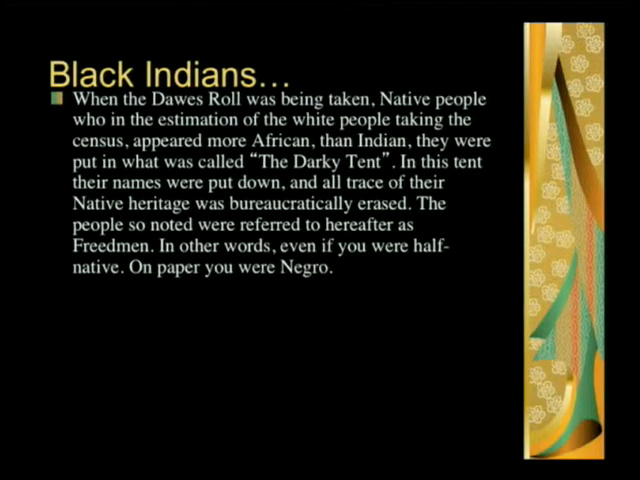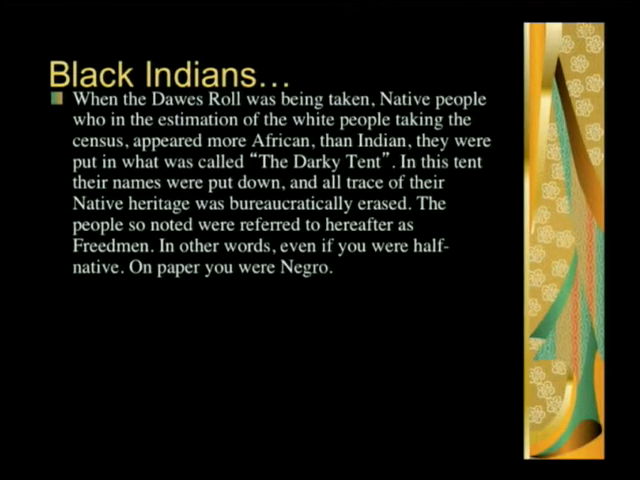And so with the Dawes Rolls, Native people who, in the estimate of the white people taking the census, now the white people do not have a vested interest in counting everybody that's there the same way. They want to eliminate them as much as possible without killing them. Okay? A census usually means that you are counting everybody. But that's not necessarily happening here, right? So in the census, if a person appeared more African than Indian, and whose call is that to make?